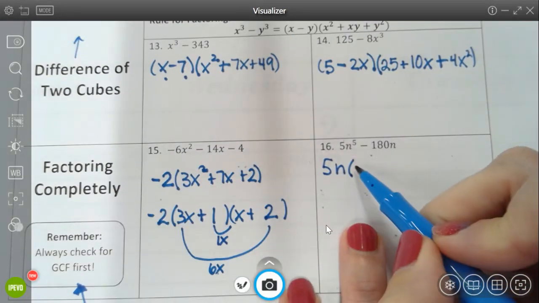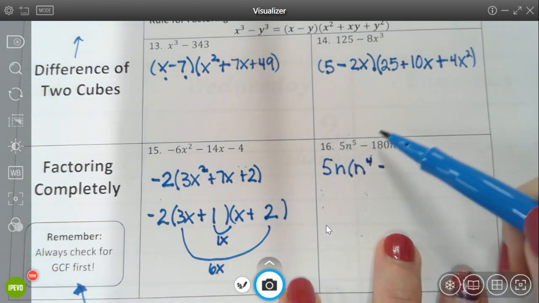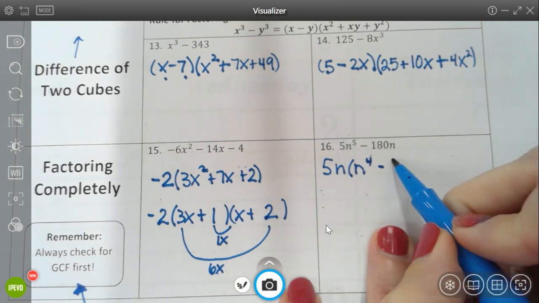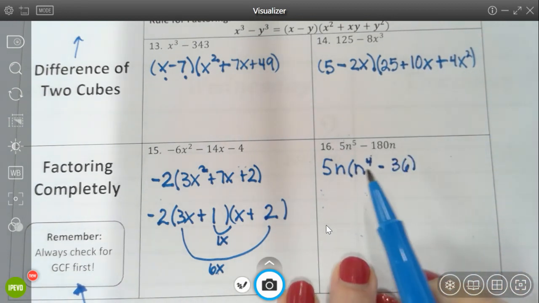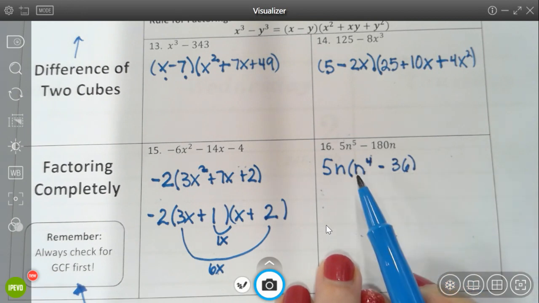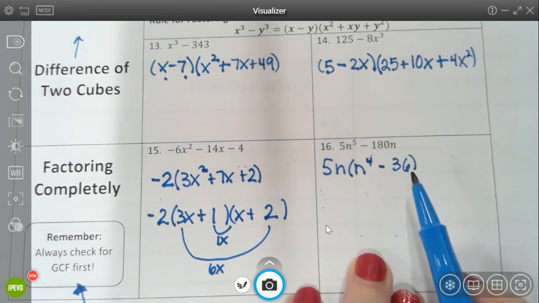In this group, that's going to leave me with n to the 4th. I'm going to keep that minus sign. If I take 180n divided by 5n, I'm going to be left with 36. I have a binomial with a minus sign. This is a perfect square because n squared times n squared will give me n to the 4th. This is a perfect square. 6 times 6 will give me 36.